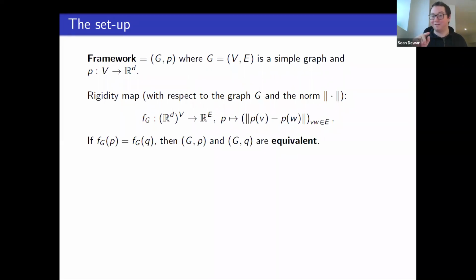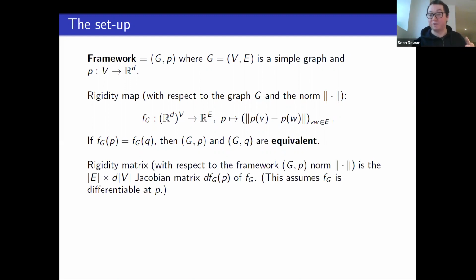If two things have the same edge lengths, we're just going to call their frameworks equivalent. I guess I should probably say equivalent with respect to the norm, but yeah, we've got two frameworks that live inside this norm space. They have the same edge lengths, they're equivalent. So nothing's really changed there.